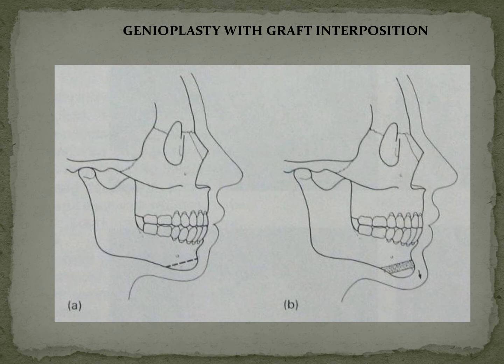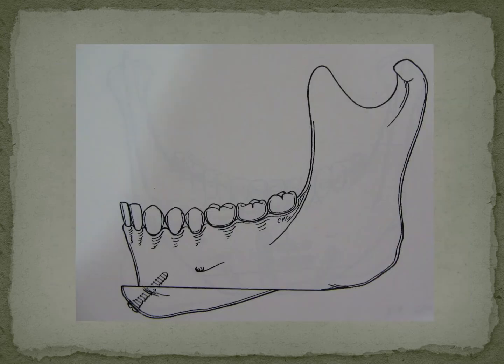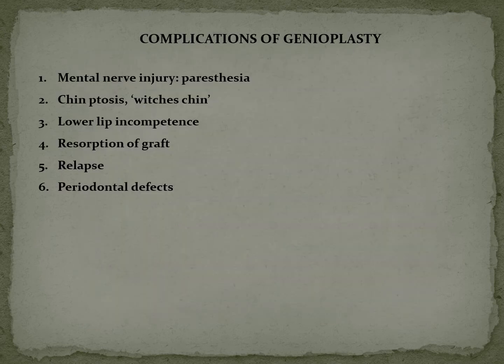You can see in this diagram how the genioplasty is done with the graft. The cut is placed so it will never damage the mental nerve. So we can achieve the vertical mandibular height. Sometimes previously they were using screws. After that they are using mini plates for the fixation. Otherwise, previously they were using the wiring technique also.